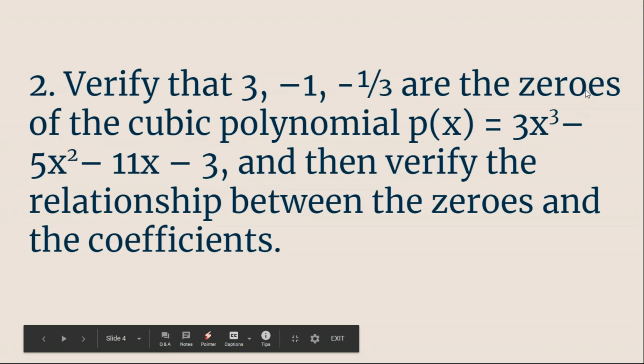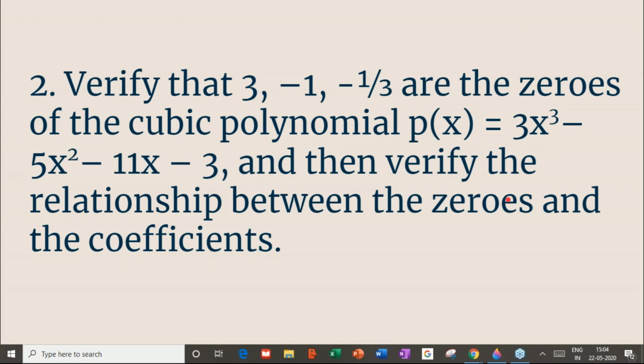Verify that 3, minus 1 and minus 1 by 3 are the zeros of the cubic polynomial p of x is 3x cubed minus 5x squared minus 11x minus 3. And then verify the relationship between the zeros and the coefficients. Okay. So normally when you need to find a zero of a polynomial, p of x is equal to 0, right? When you equate p of x to 0 and substitute the value of the zero in the polynomial, you get the required zero of the polynomial. So in this case, to verify that these are the zeros, what do you do?